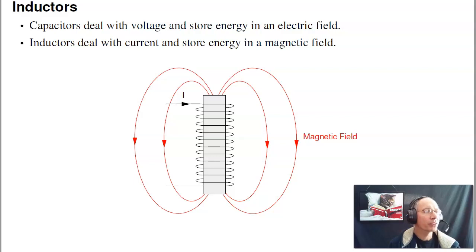With capacitors, each capacitor adds a differential equation to the circuit. Each inductor also adds a differential equation. So you can basically tell the order of a circuit by just counting how many energy storage elements there are, how many capacitors and inductors there are.